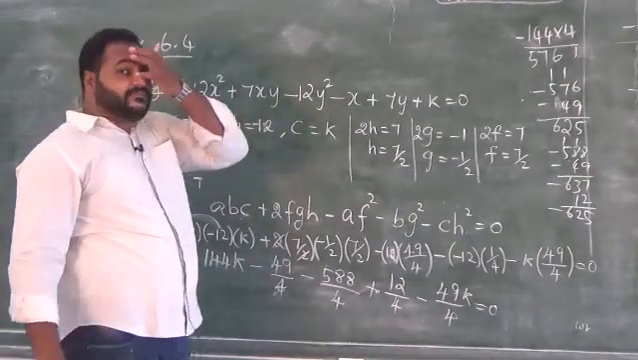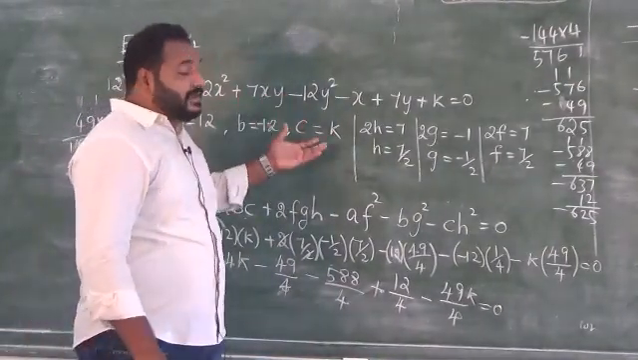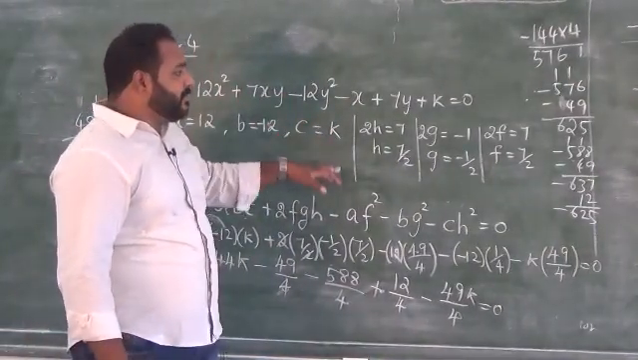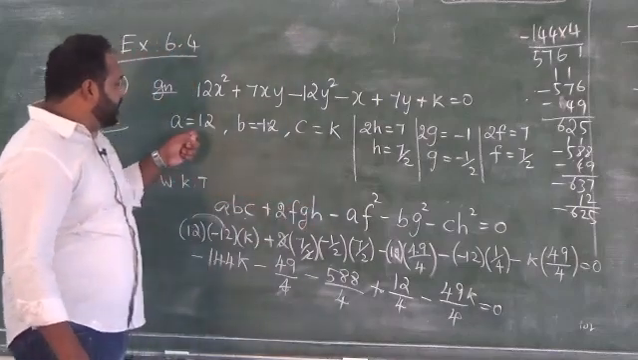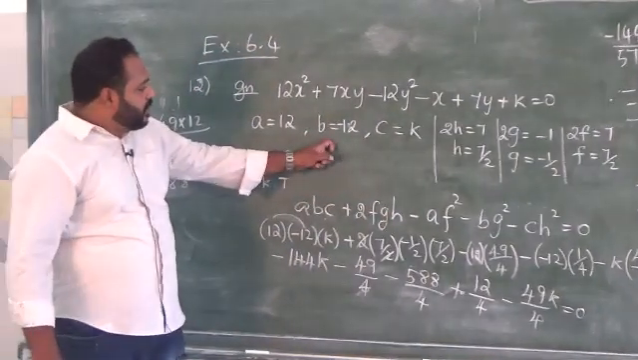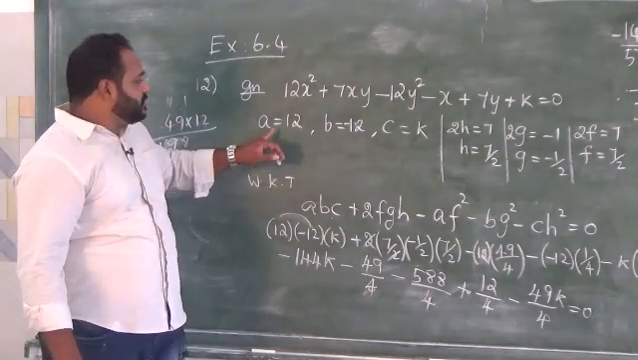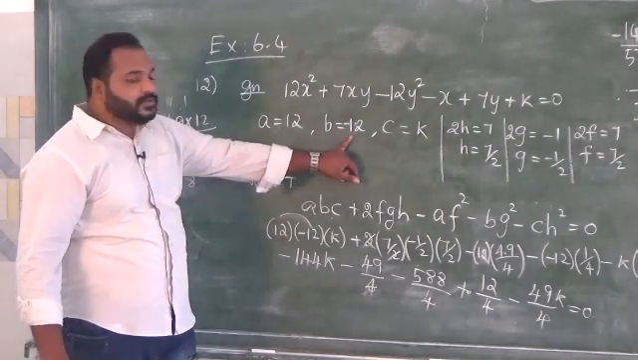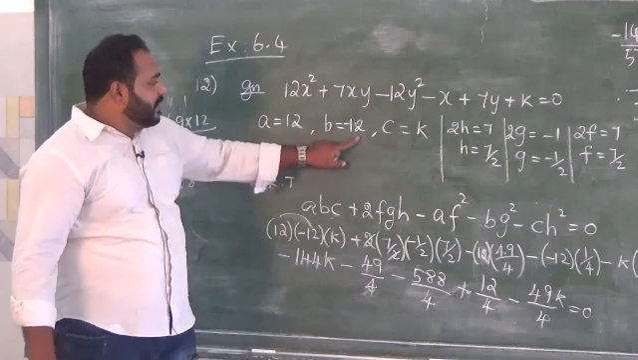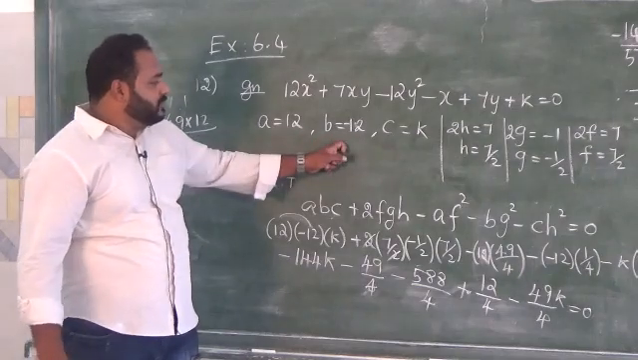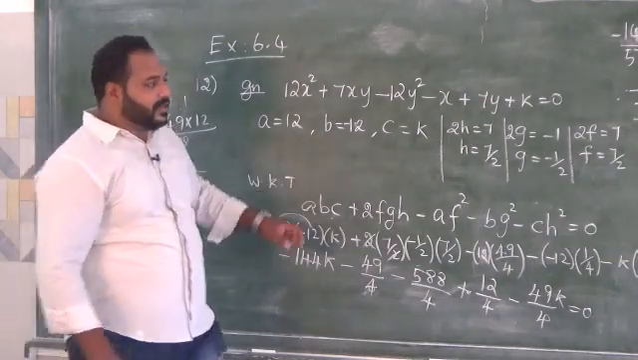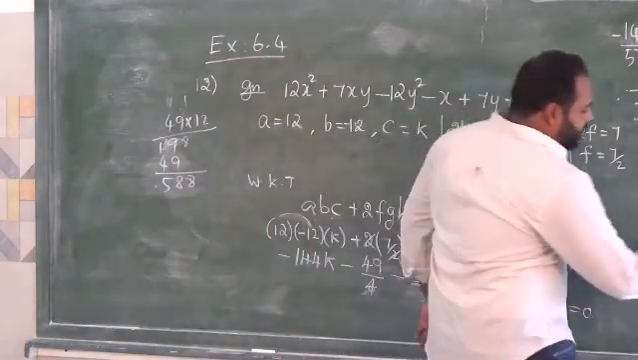Next they are asking to find out whether it is a pair of parallel lines or perpendicular lines. If you see the values of a and b, definitely we can say it is a pair of perpendicular lines, because a plus b equal to 0: here 12, here minus 12. When you add the a and b values, we get 0. So we know the condition for perpendicular lines.